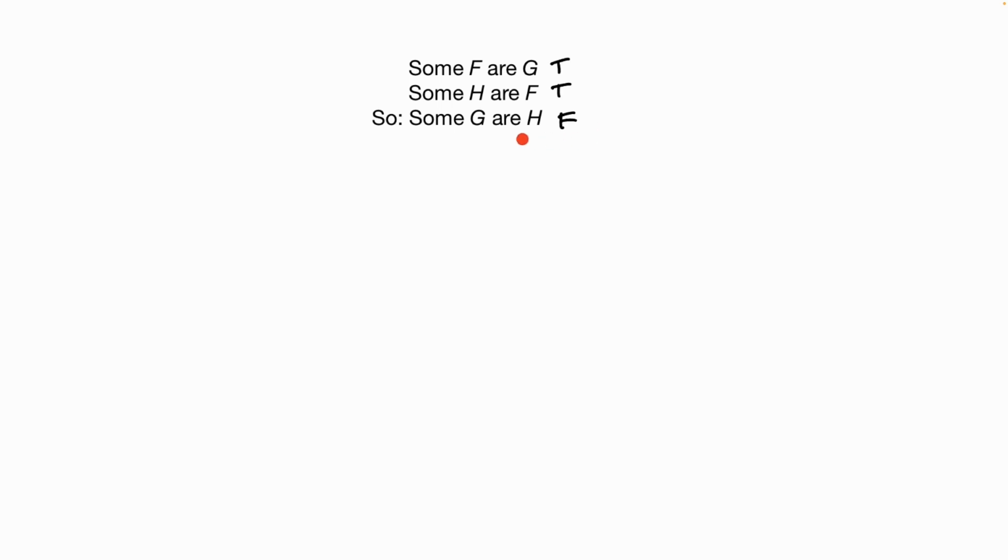To make the conclusion false, some G are H, we need to make the things that are G and the things that are H totally disjoint. Those two properties or categories can't overlap at all. So it would have to be a situation like this, where we've got the things that are G and the things that are H, and there's no overlap between them. Okay, that would make this false.